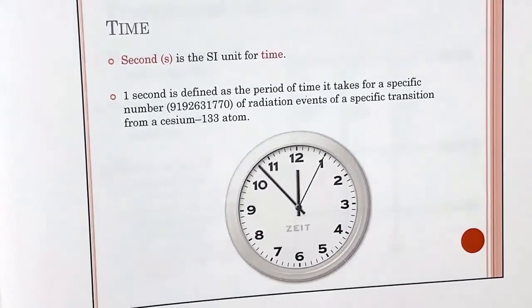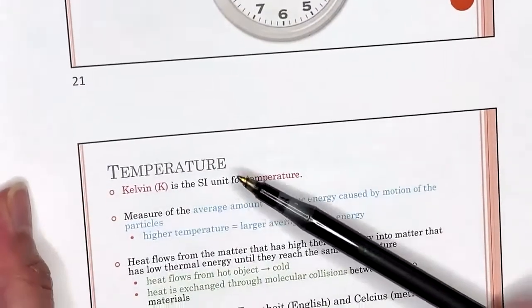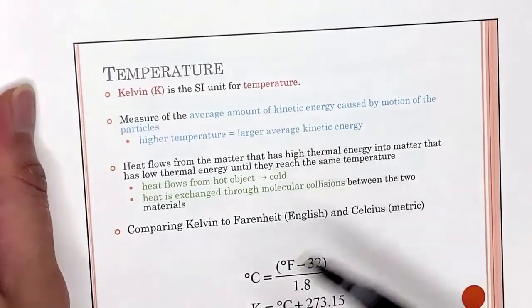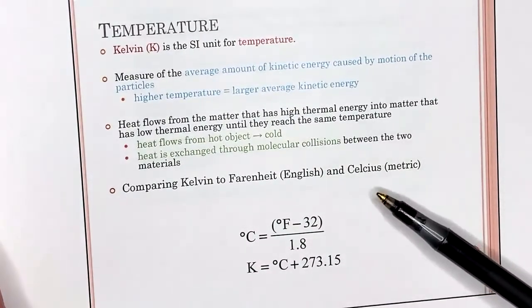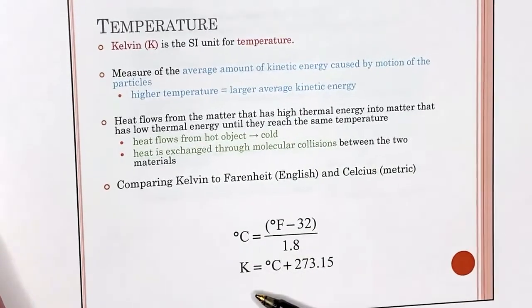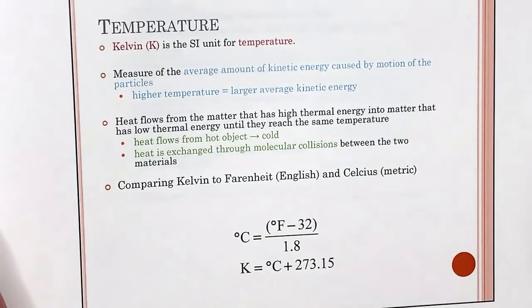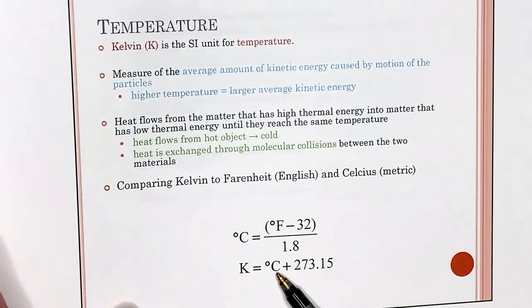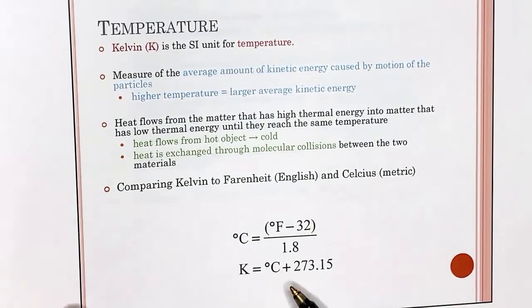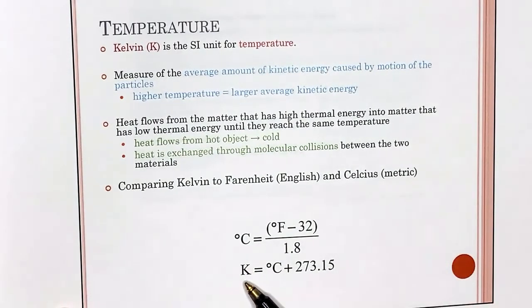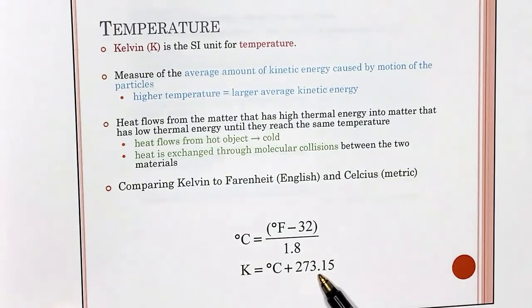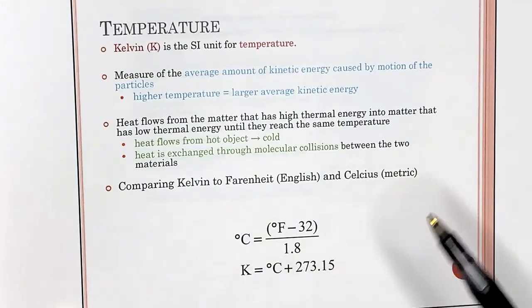Let's take a look at the next one, time. We use seconds to measure time. Kelvin measures temperature, that's the SI unit, but in our case, we use Celsius quite a lot. So I do want you guys to memorize the conversion between these units, particularly between Kelvin and Celsius. If you want to change Celsius to Kelvin, you take the Celsius and add 273.15. Now if you want to do the opposite, you take the Kelvin number, subtract 273.15, and you get the Celsius value.